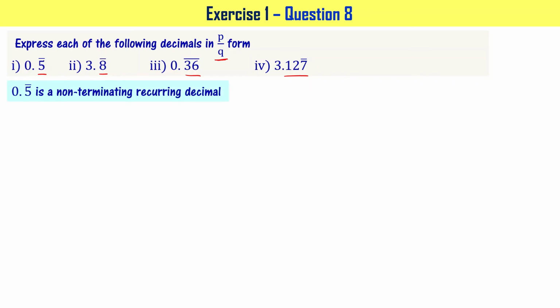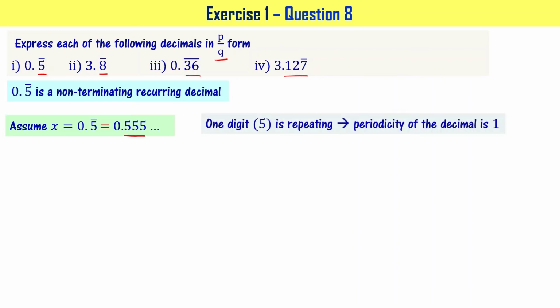So 0.5 with overbar on 5 is a non-terminating recurring decimal because 0.5 with overbar on 5 can be written as 0.5555555 and so on, right? Since it is a non-terminating recurring decimal, we follow a slightly different procedure. Let me assume that x equal to 0.5555 and so on, right? When you look at this number, one digit, that is number 5, is repeating many times, right? That's why we say that periodicity of this decimal is 1, right?